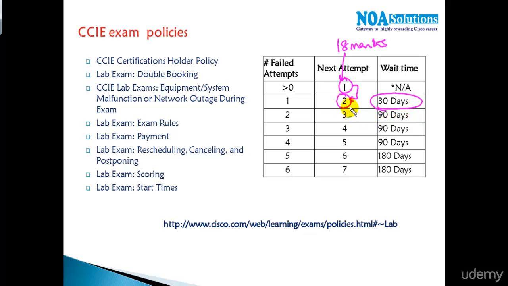Then in case you don't clear the second time, the gap will be more than 90 days. So if you fail the second time, you can only book your third attempt exam after a 90 days gap. You cannot do it before that. So this is the exam policy which is revised by Cisco.